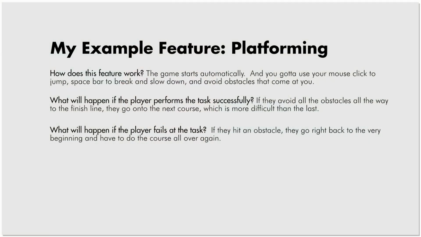So how does this feature work? Simply, the game starts off automatically and you've got to use the mouse to click to jump, spacebar to brake, and you've got to avoid obstacles that come at you. So what will happen if the player performs the task successfully? If they avoid all the obstacles all the way to the finish line, they go on to the next course, which is more difficult than the last. So then what will happen if the player fails at the task? Well, if they hit an obstacle, they go right back to the very beginning and they have to do the course all over again. So answer those 3 questions and write down all the ideas that come to mind.